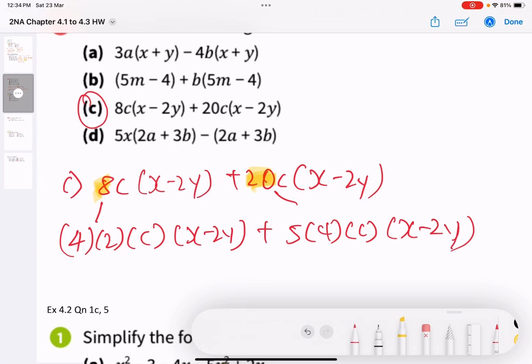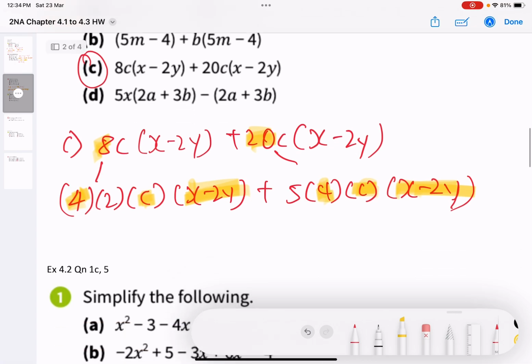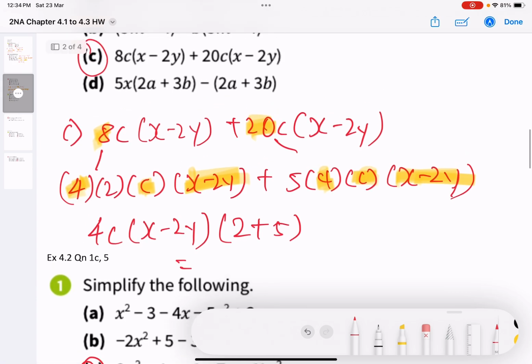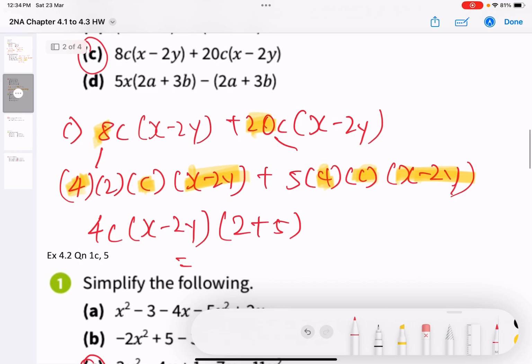So we're going to see what are common. x minus 2y is common. c is common. 4 is common as well. Okay, so I'm going to factorize that out. 4c(x minus 2y). What's left behind is just 2 plus 5, which will just give me 7. So it's 4c(x minus 2y) times 7.